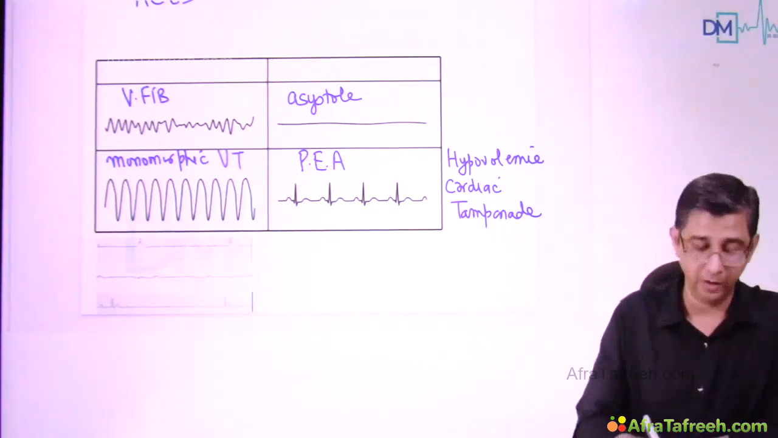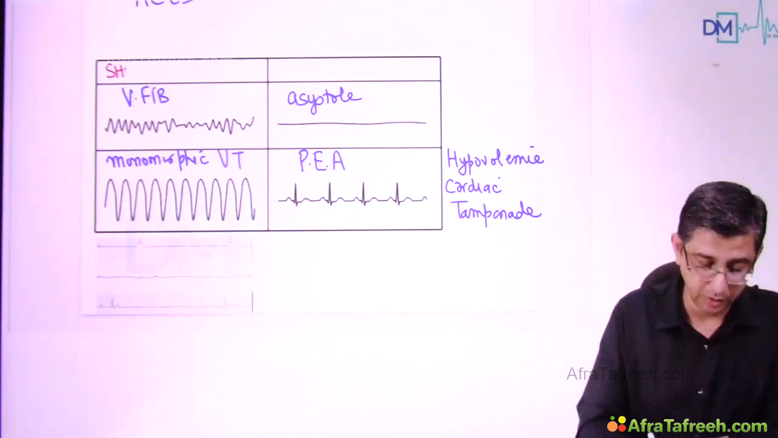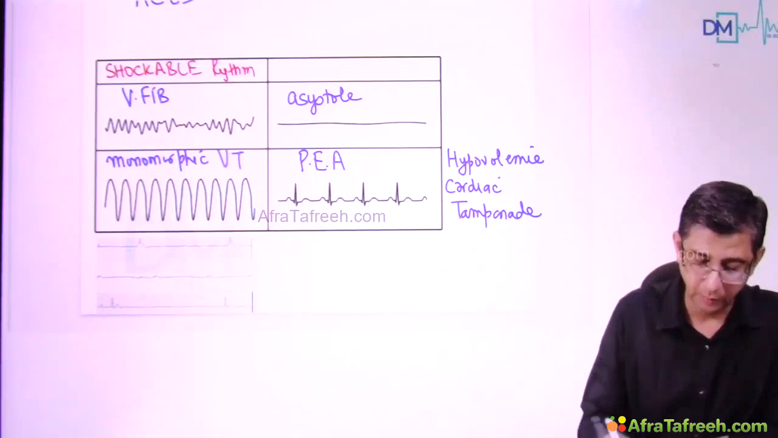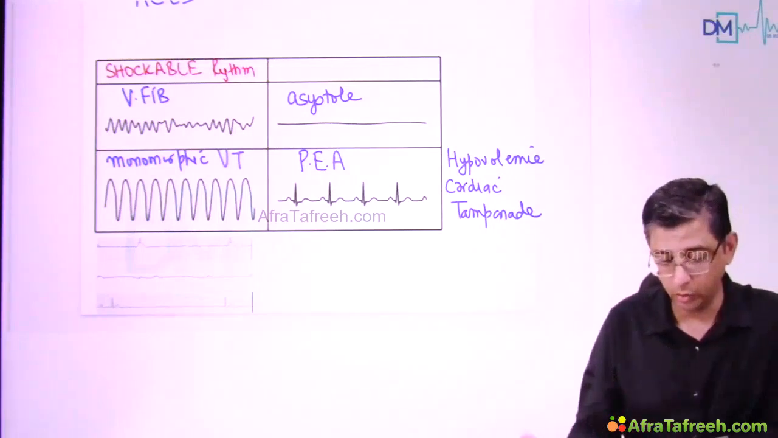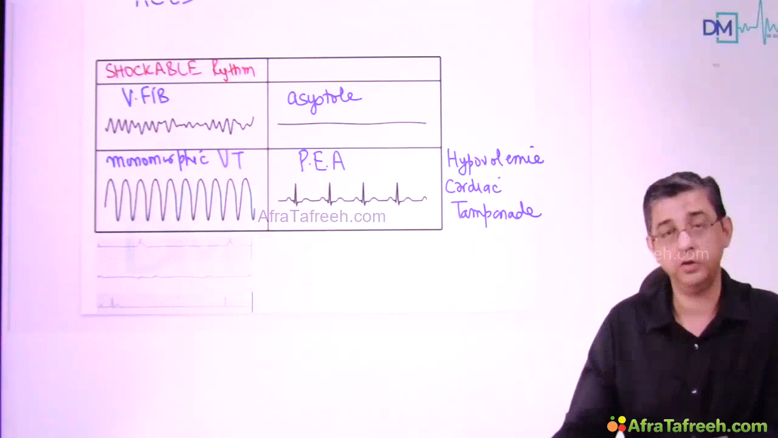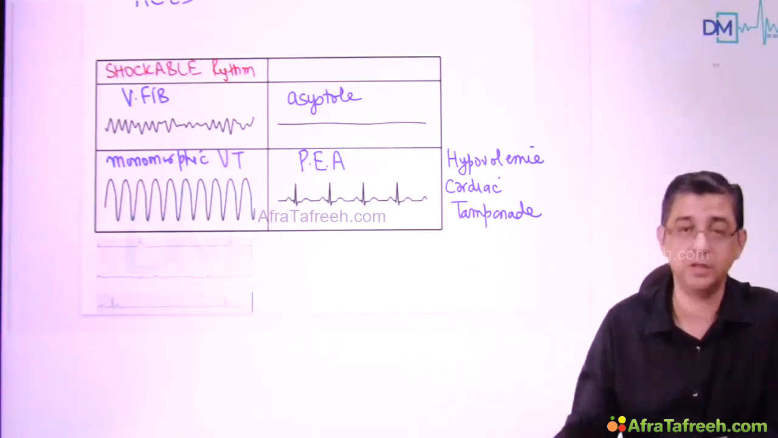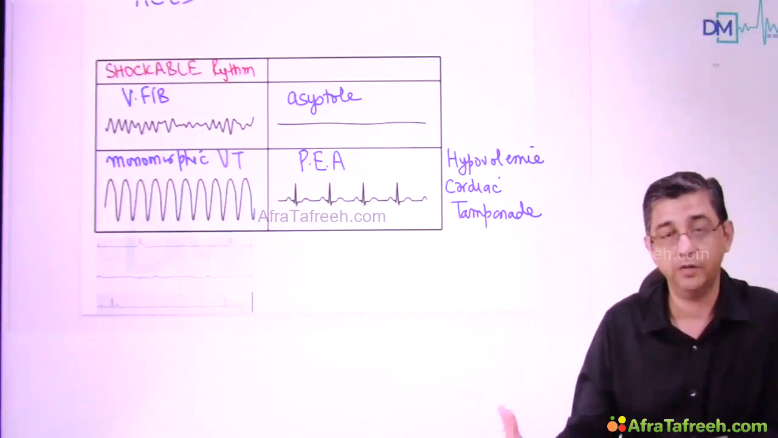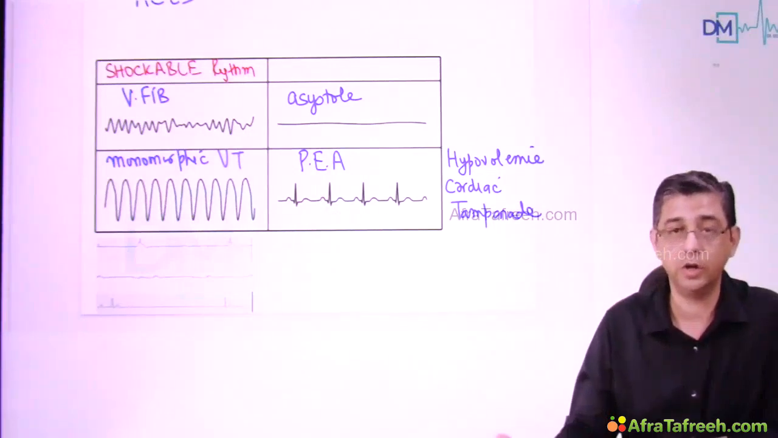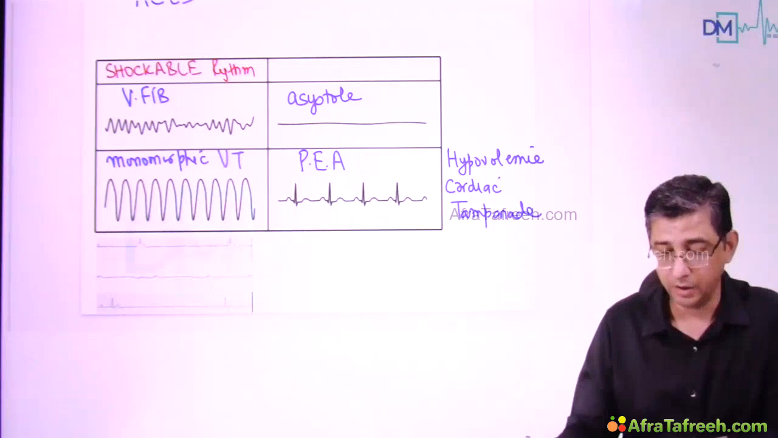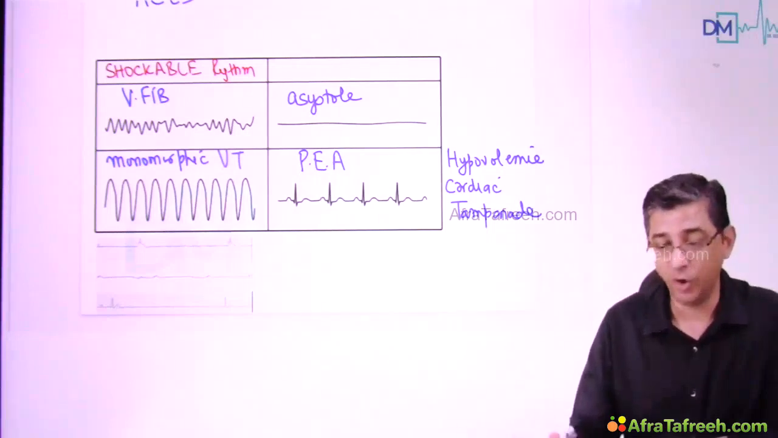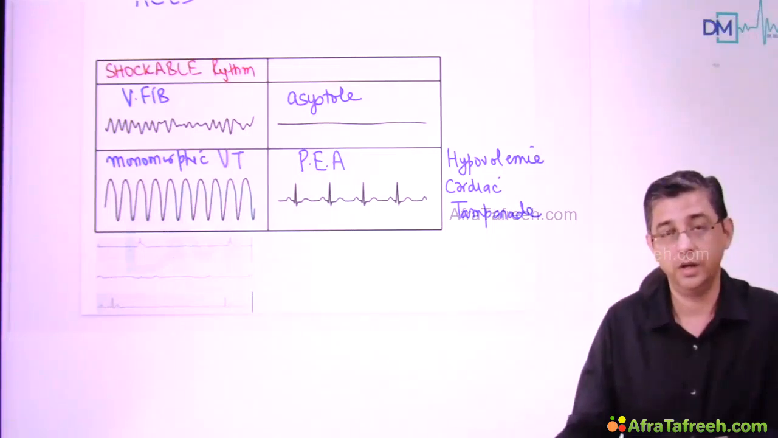For the left hand side, you will deliver a DC shock to terminate the arrhythmia. You will defibrillate the patient, so we will call them shockable rhythm. But on the right hand side, there is no role of giving a DC shock. In Grey's Anatomy or television serials, they show it like this: flatline ECG, doctor is giving DC shock, patient is recovering. I have highlighted time and again, DC shock, or cardioversion or defibrillation overall, is not to restart the heart. It is to terminate the abnormal electrical activity.